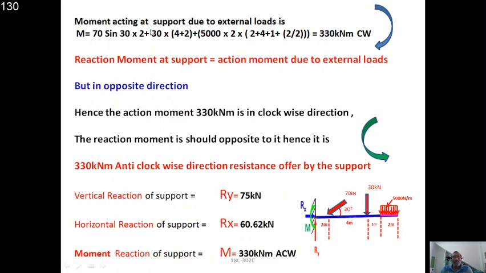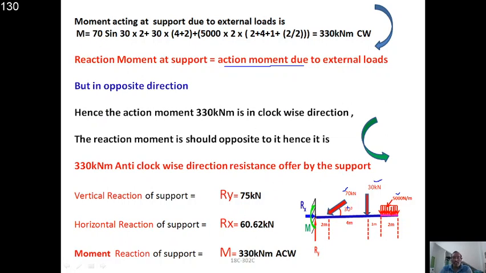By taking the moment acting at the support due to external loads, I need to consider all these point loads about the support. So that is an action moment. I am taking it as the action moment due to the 70 kilonewton, 30 kilonewton, and 5000 UDL. For that, I need to calculate the moment at the support.